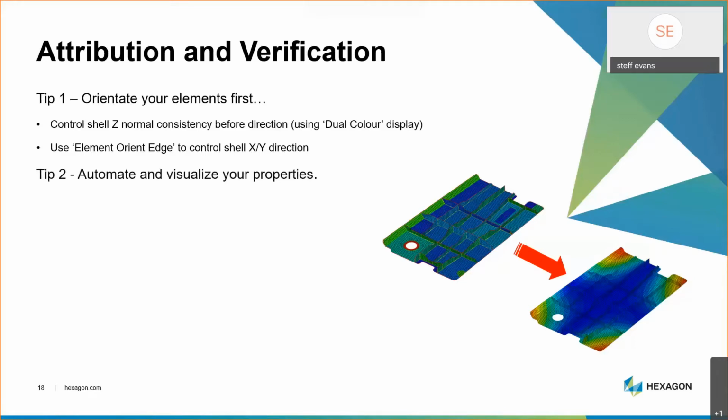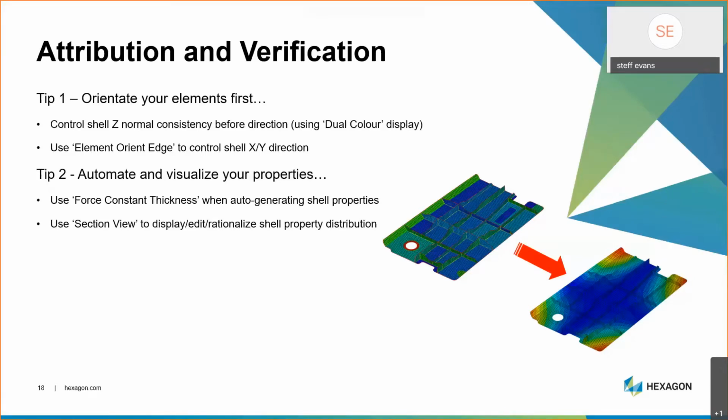You can automate and visualize your properties. We've got a pretty nice automation tool where we can build shell thickness and offset information from an underlying 3D solid. It's good practice to use the force constant thickness when auto-generating shell properties. What you probably don't want in this kind of model is different shell thicknesses where you've got discrete fillet features. Once we've got that, you can use the section view tool to display and edit those properties that have been created.